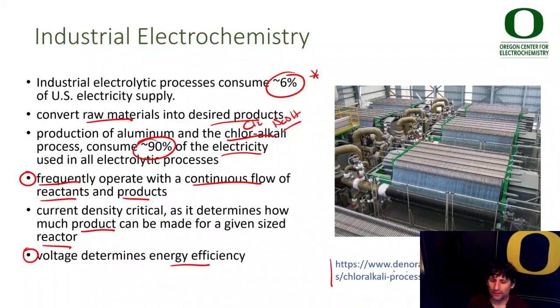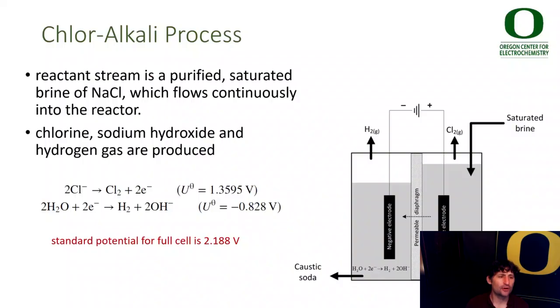Here's a picture from De Nora, a large electrode manufacturer who makes the electrodes used in the chlor-alkali process. These are a stack of chlor-alkali cells making chlorine and sodium hydroxide. We'll talk a little bit more about how these cells are constructed. In the chlor-alkali process, the reactant stream is a purified, saturated brine of sodium chloride. Brine just means a salt solution in water. It flows continuously into the reactor. Chlorine, or Cl2, chlorine gas, and sodium hydroxide and hydrogen gas, H2, are the produced products.